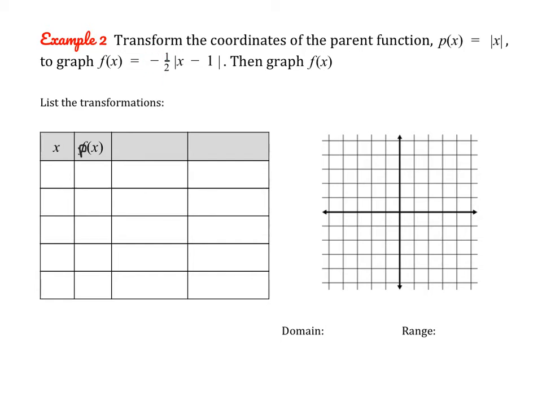I do see a negative here. So this negative in front will be a reflection. So we're going to reflect over the x-axis. It's a vertical reflection. And then we see that we're multiplying by 1/2. So that's going to be a vertical shrink by 1/2.